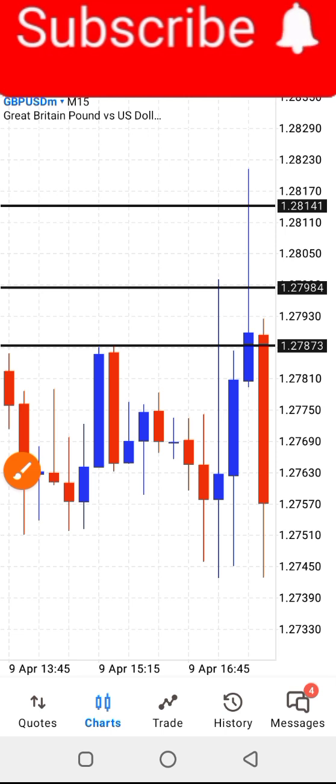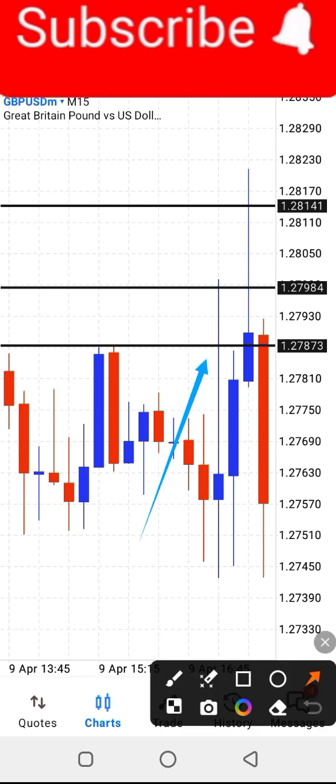So this one right here tapped us in. Our SL is up here, so we were not stopped out. This tapped us in and then pushed downwards. Then later it came up a bit, so we would have made profits.